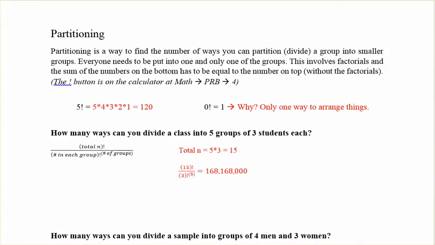Okay, so 0 factorial, this is just kind of an FYI, is equal to 1. Why? Because there's only one way to arrange things if you've got 0 different groups. So there's only one way.